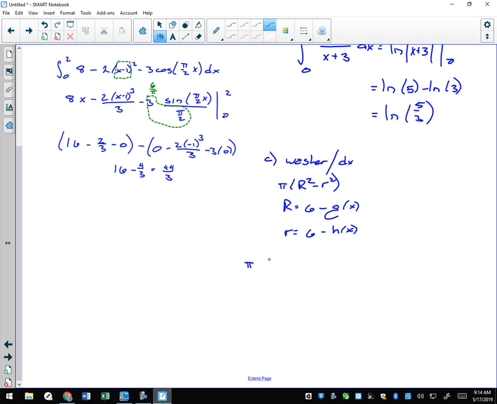This is going to be the integral from 0 to 2 of big R, watch your parentheses, (6 minus g of x) squared minus little r, (6 minus h of x) squared dx, and you are done. You don't have to actually evaluate it. So, good to see them coming back to traditional area volume questions. Hopefully that was a good one for you.